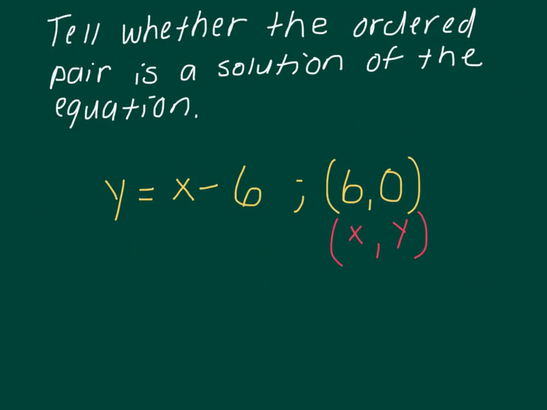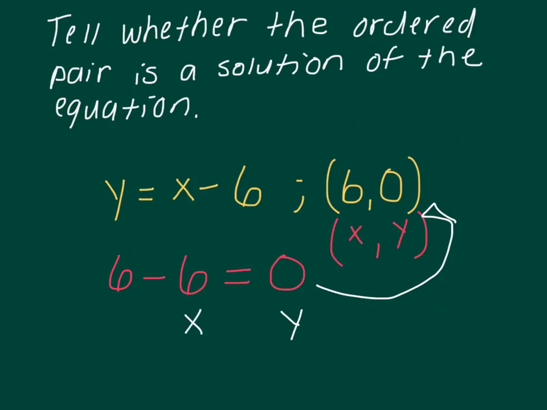So let's go ahead and do that. Our x is 6, so 6 minus 6 equals 0. And according to here, y is supposed to be 0. This is y. This is x. So does this work? Yes, it does.